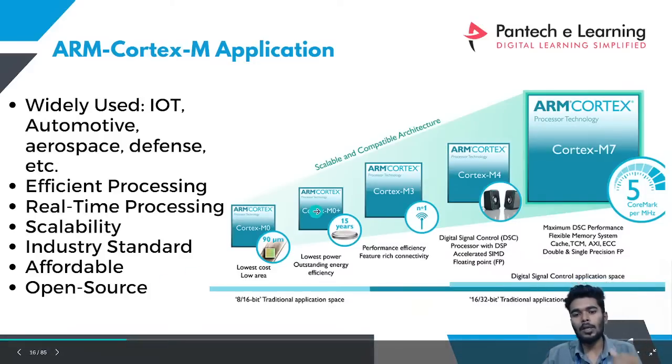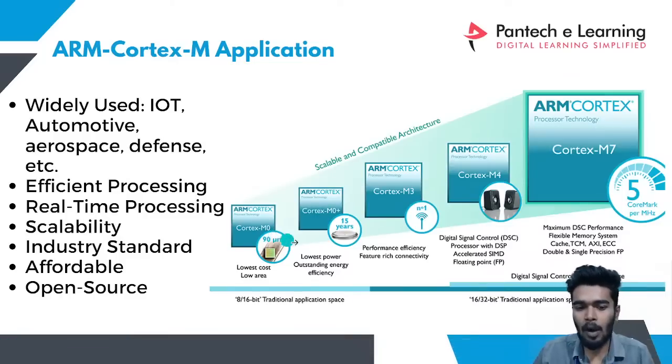When you take ARM-Cortex M, we have a variety of Cortex M, a variety of the M family in the ARM. It ranges from 0 to 7. We are going to use this ARM-Cortex M4. It has special features for digital signal control, a processor with DSP. DSP means digital signal processing, and accelerated SIMD, and floating point. Floating points are used for precise calculations. So we are going to see what ARM-Cortex is.